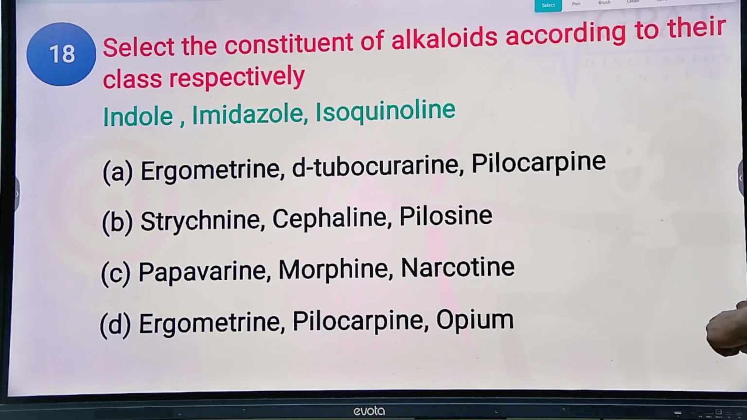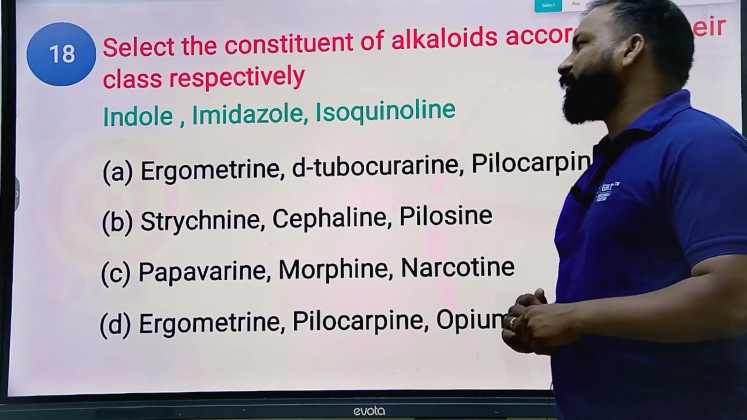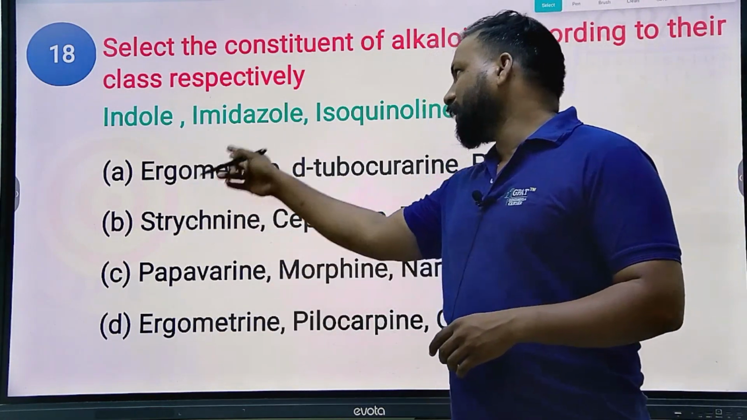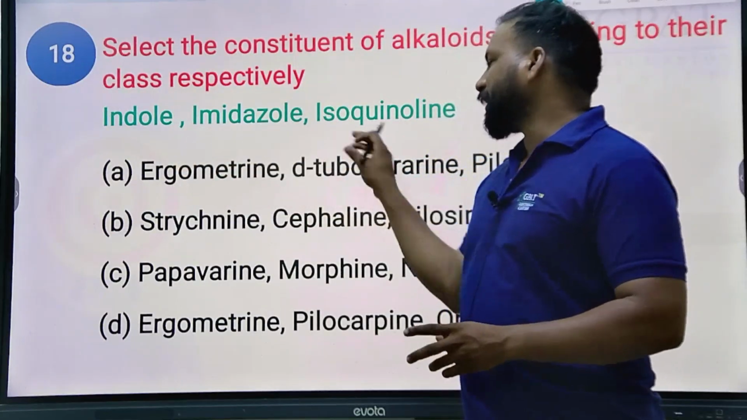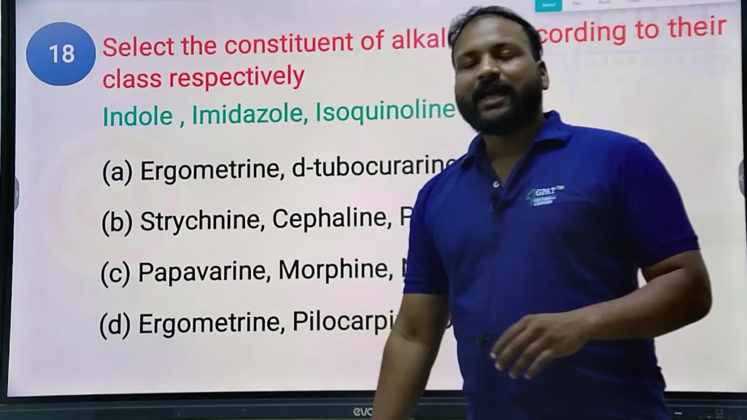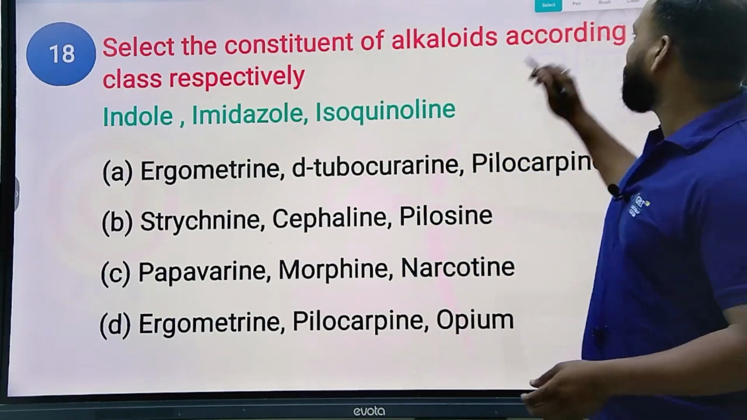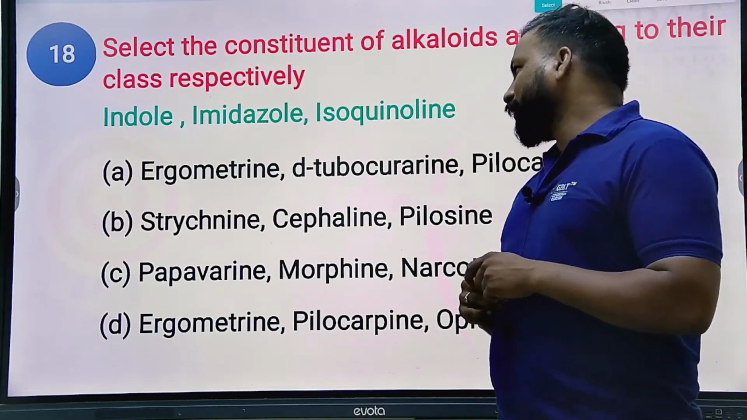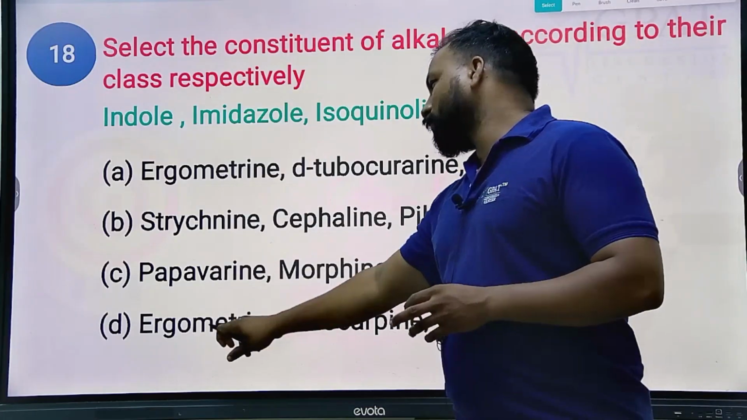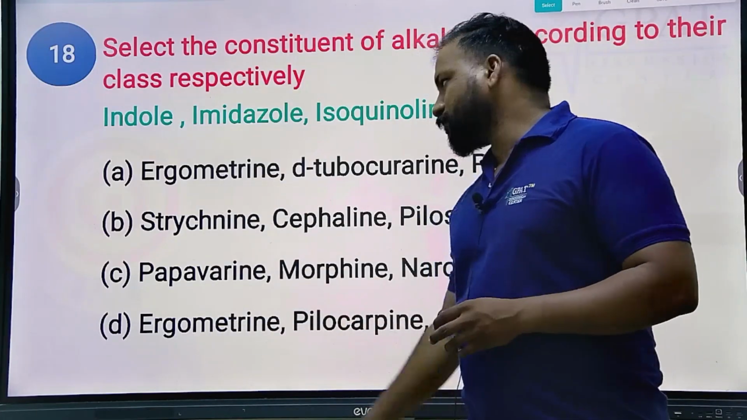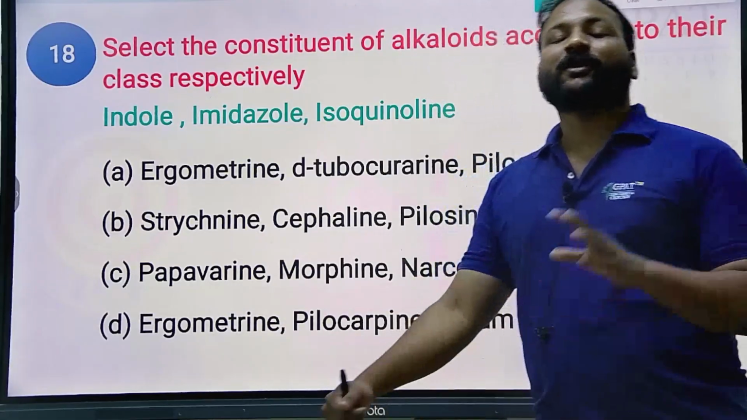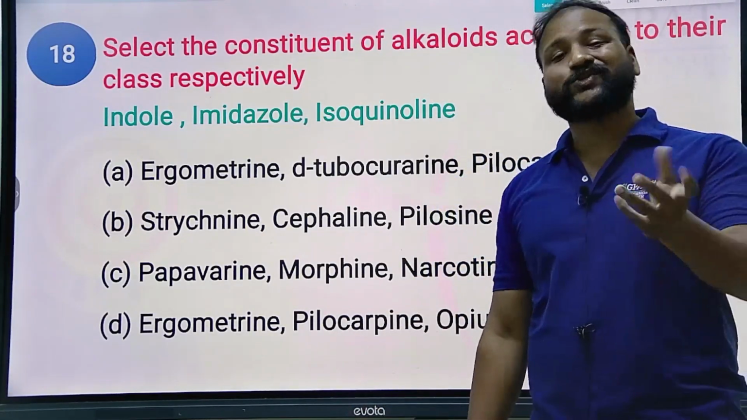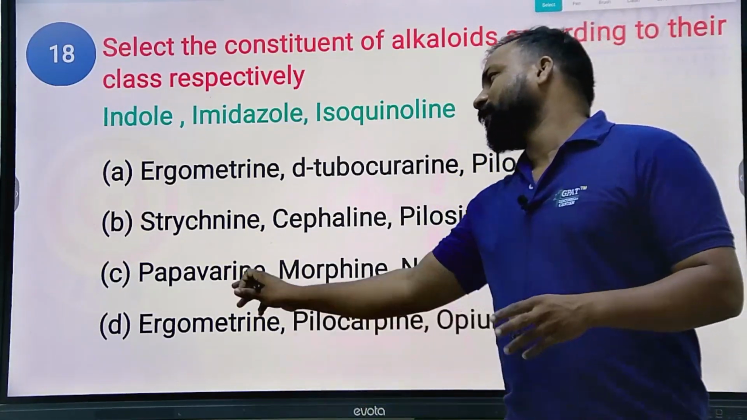Next, select the alkaloids according to the class respectively. What is the example for indole, imidazole, and isoquinoline? Accordingly, first we should find the indole alkaloids, then imidazole and isoquinoline. Firstly, what is an indole alkaloid here? Ergotamine and ergometrine, these two ergot alkaloids are indole alkaloids. So eliminate these two options. Is it possible? No, because strychnine, Nux vomica, is also an indole alkaloid. Yes, you can denote option C.